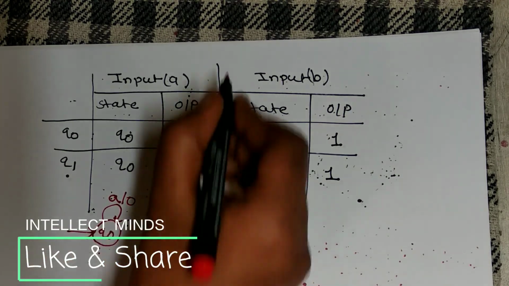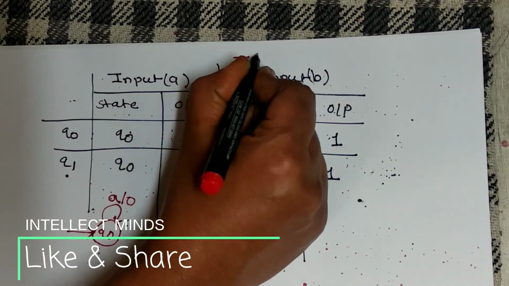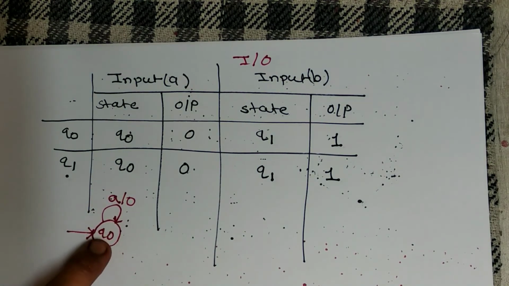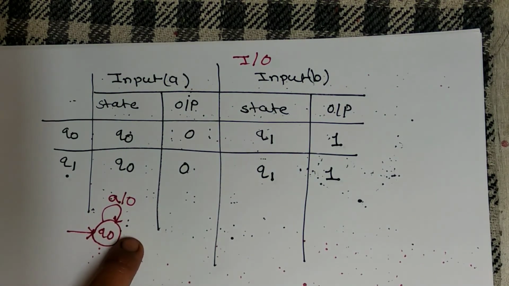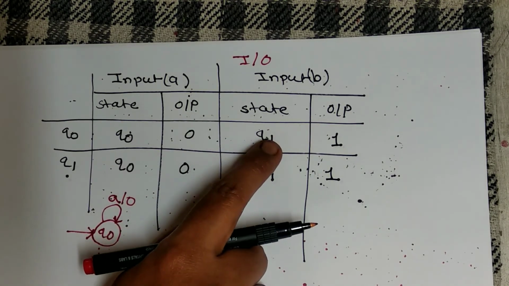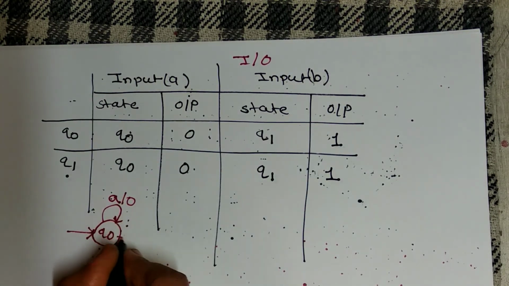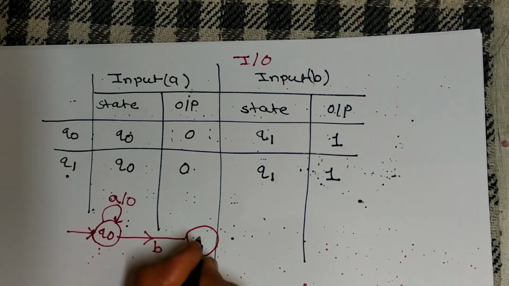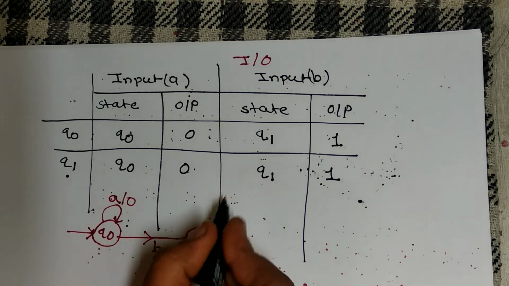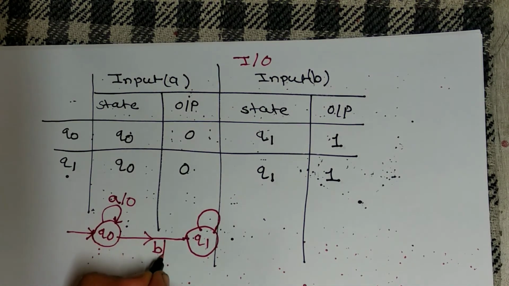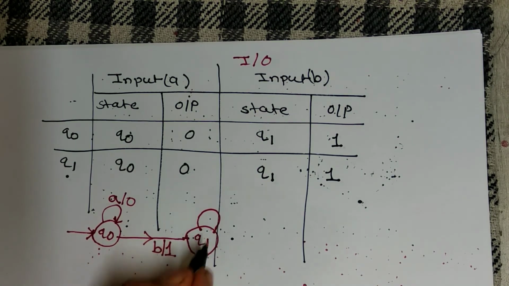What should be the format? The format should be like this: input and output. This is the input and this is the output. Follow the same procedure. Q0 by taking B goes where? It goes to Q1, and gives the output as 1, not the self, it gives the output as 1.